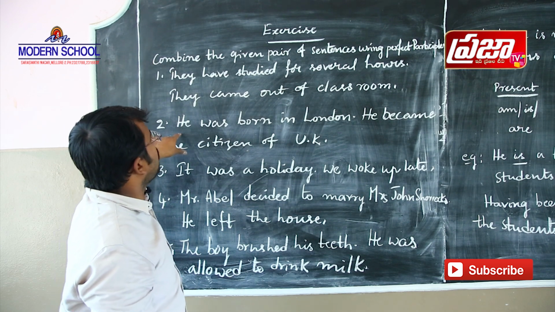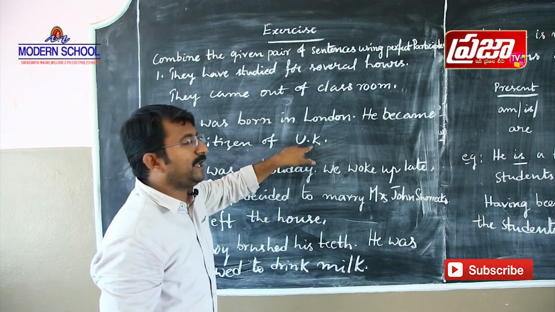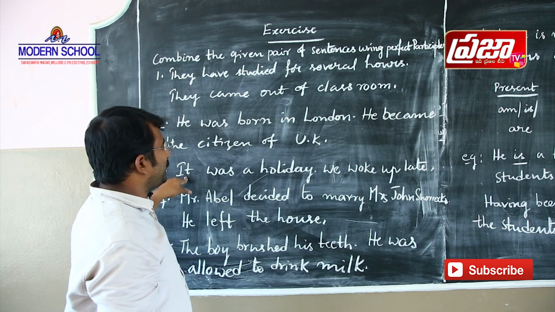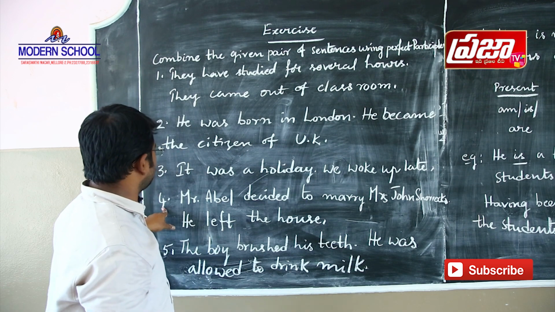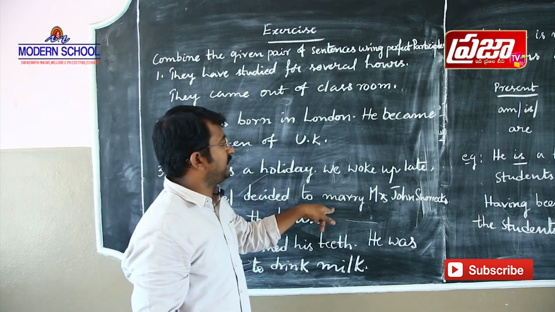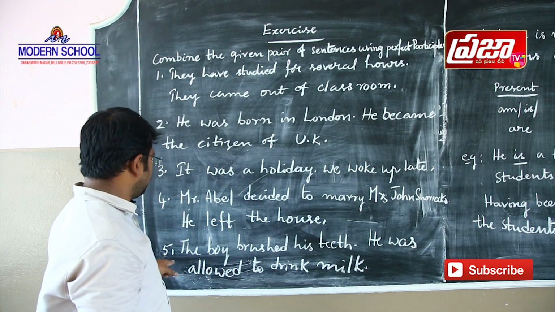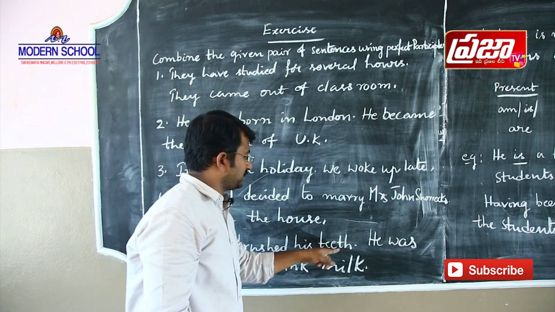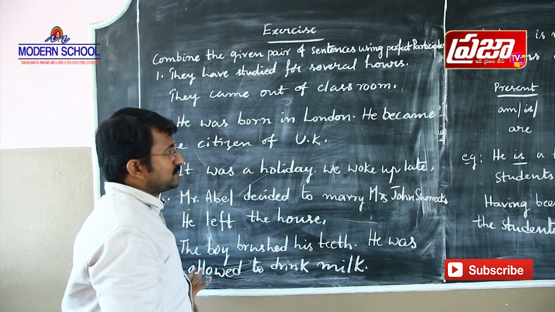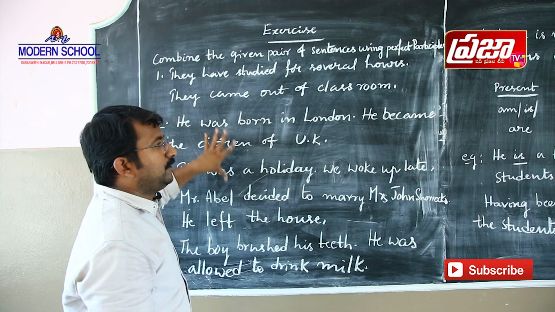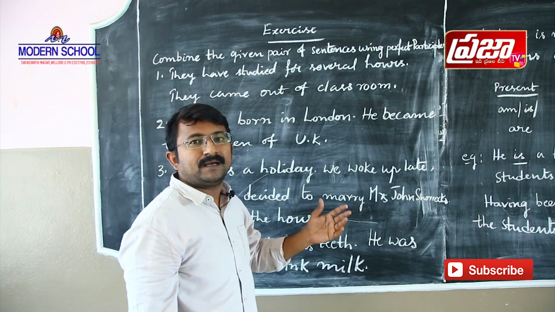And the second one is, he was born in London. He became a citizen of the UK. And the third one is, it was a holiday. We woke up late. And the fourth one is, Mr. Rebel decided to marry Mrs. John Sharooks. He left the house. And the fifth one is, the boy brushed his teeth. He was allowed to drink milk. So these 5 questions I gave you to practice. If you practice this, it becomes very easy to answer question number 18 in the public exam.